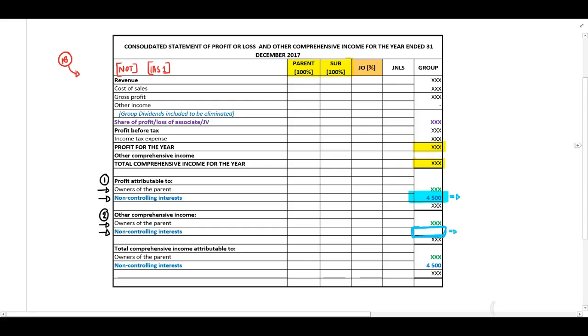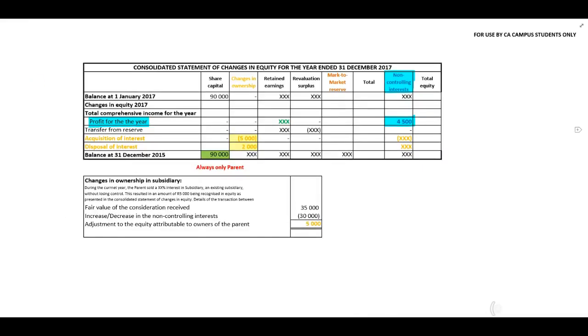Now I want you to refer to your statement of changes in equity. Now, extremely important, your share capital shall always only be your parent. You need to know that. You will normally have a retained earnings, revaluation surplus. We've talked about the mark-to-market reserve, guys, and your NCI.